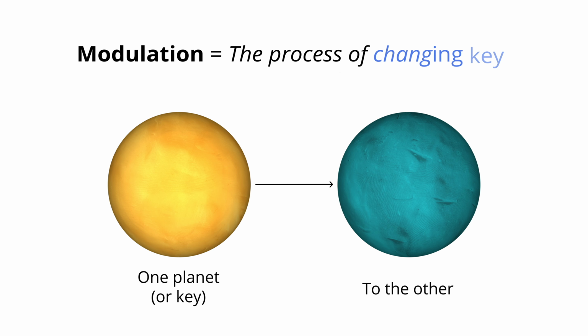If tonality is like a planet with the tonic as its gravitational force, modulation is the incredible power to travel between planets. This is because modulation is the process of changing key within a piece of music. We have two ways to travel between keys or planets, with a spaceship or through teleportation.